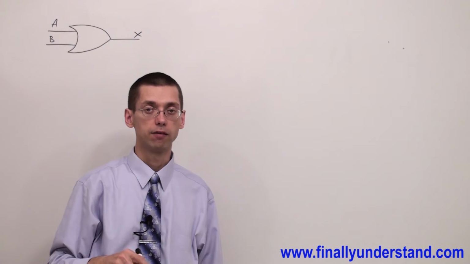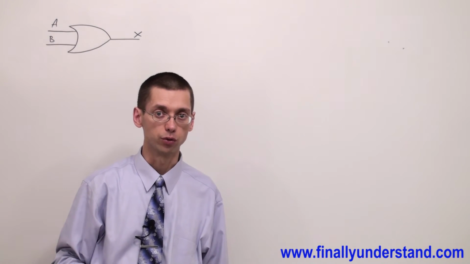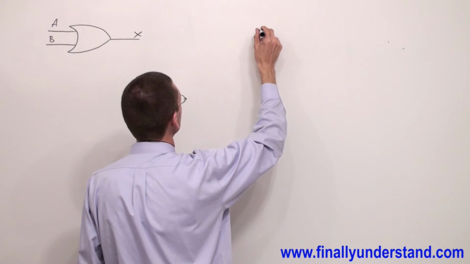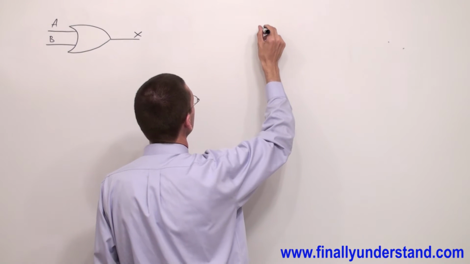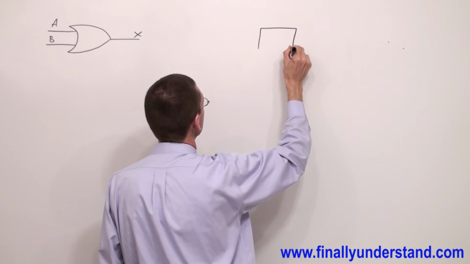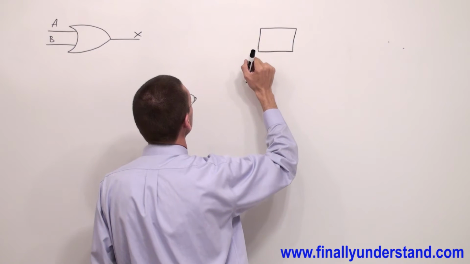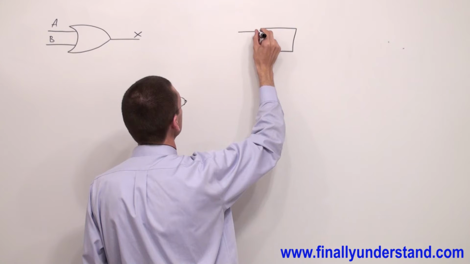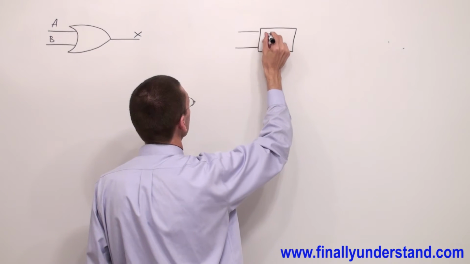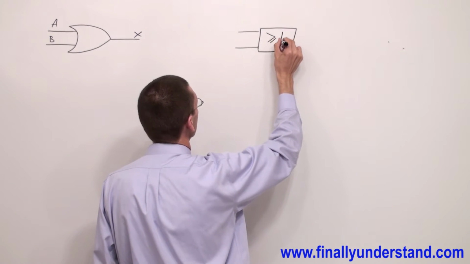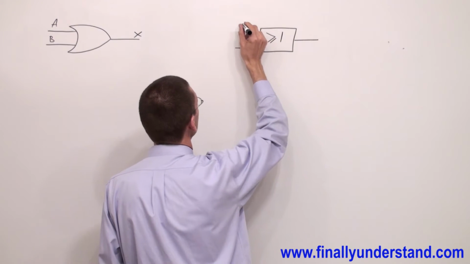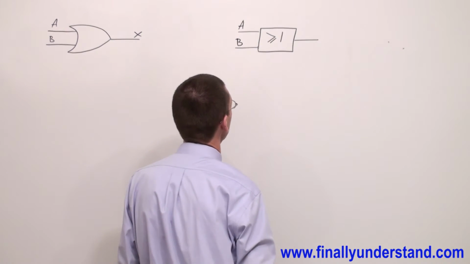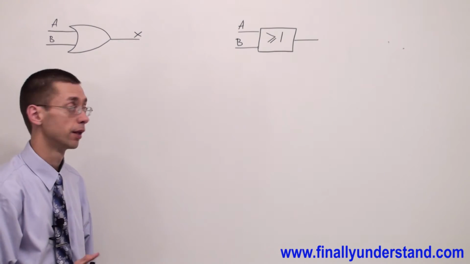An OR gate can have two or more inputs. You can also draw the OR gate using the rectangular outline symbol, which looks like this. And I have input A and input B. This is my OR gate.